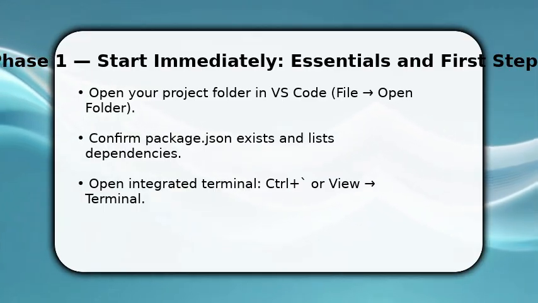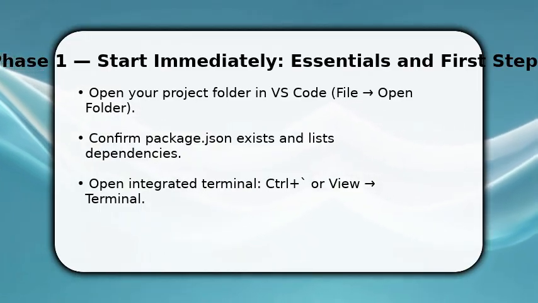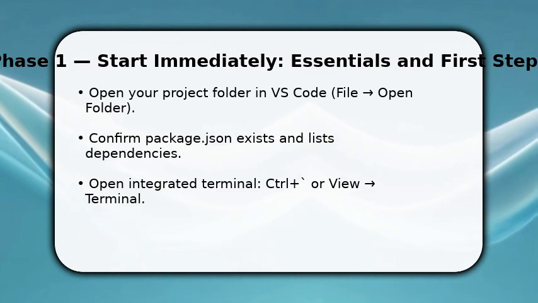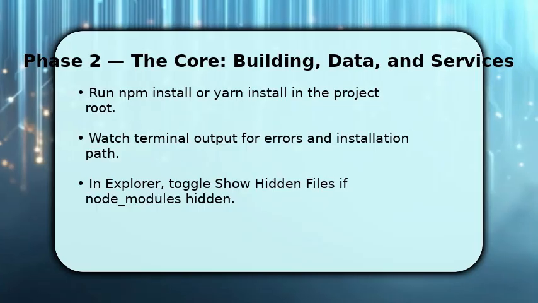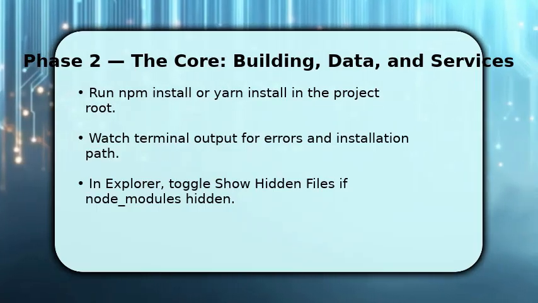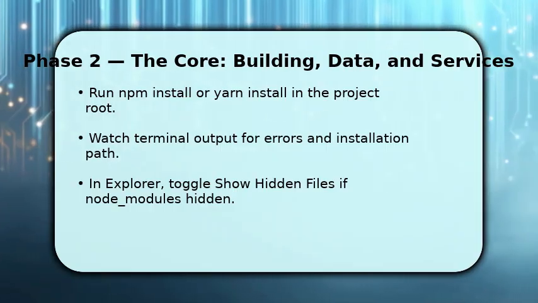This creates node_modules locally, and VS Code updates its Explorer. Make sure the terminal's working directory matches your project root to avoid installing into the wrong folder. After starting install, watch the terminal output so you catch permission errors or version conflicts. These stop node_modules from being created.